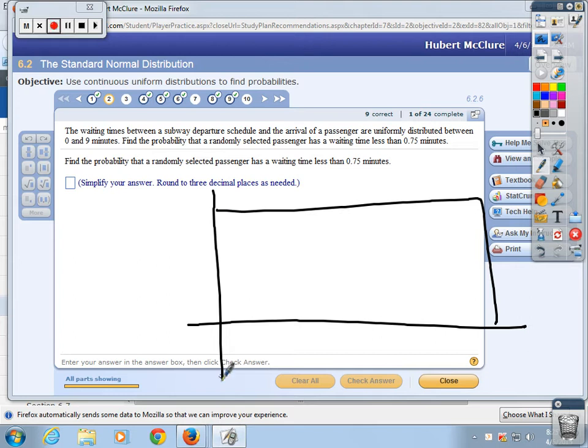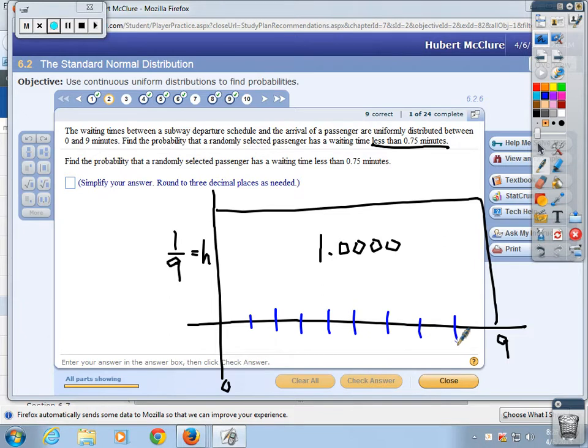0 to 9. So that means that height is equal to 1/9. Find the probability that a randomly selected capacitor has a waiting time less than 0.75 minutes. Less than means to the left. Left, less. So 1, 2, 3, 4, 5, 6, 7, 8, 9. And 0.75 minutes is 3/4 of a minute. And less than means left.